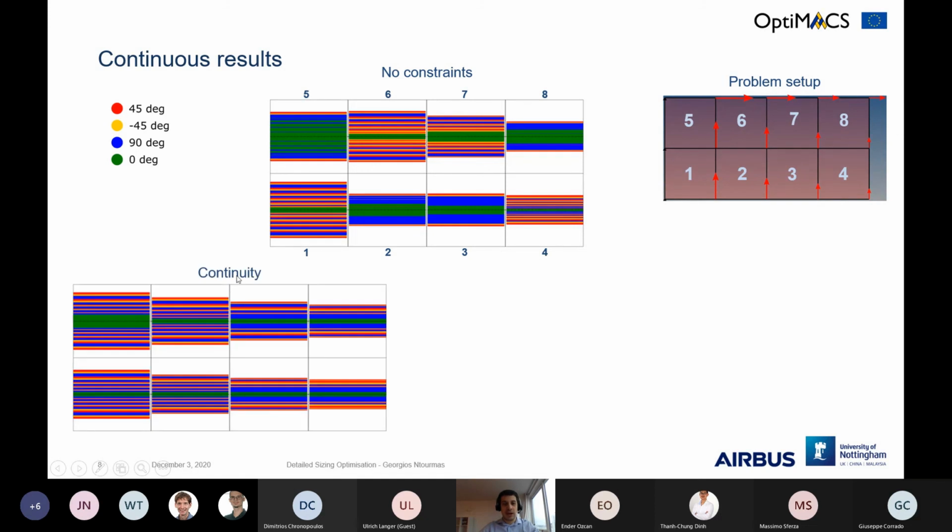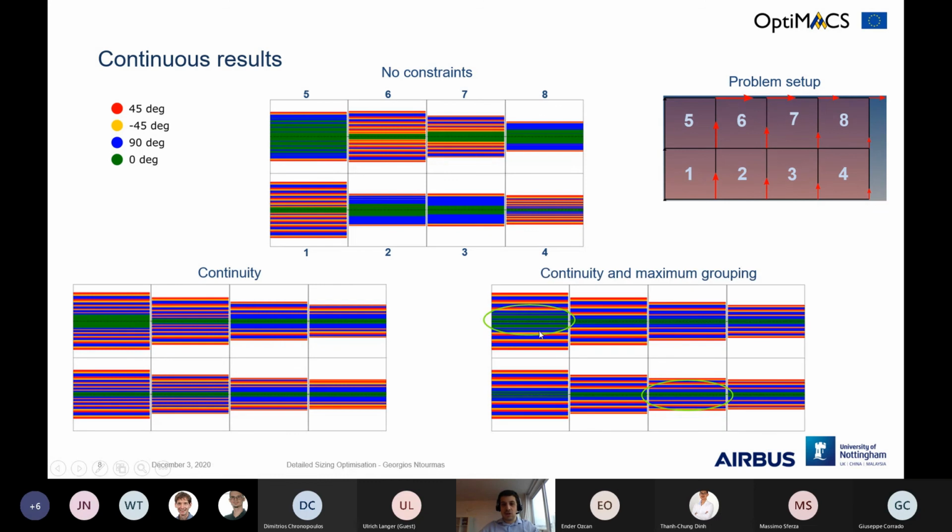Things change when we apply the continuity constraint. We can see that the result is a much more homogenized result in terms of stiffness. And it's also something that we couldn't really have anticipated. If you examine, for example, the thicknesses between these two patches, the optimizer has jumped to a completely different optimum when activating this constraint.